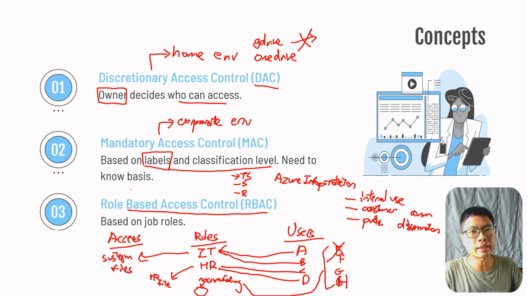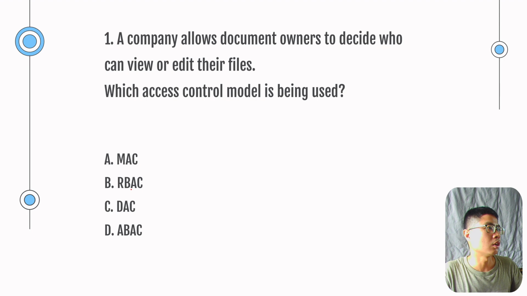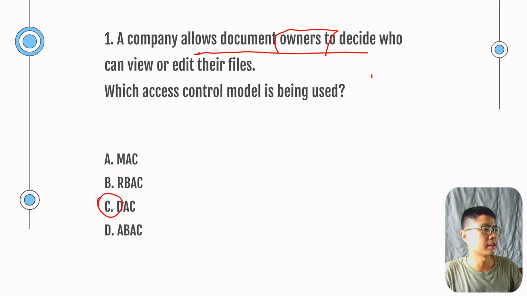Okay, with that done, let's quickly take a look at the questions. Question 1. A company allows document owners to decide who can view and edit their files. Which access control model is being used? The keyword here is allow document owners to decide. If the owner themselves can decide, it's definitely going to be DAC, and so this is the answer.